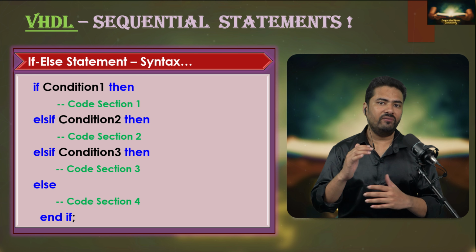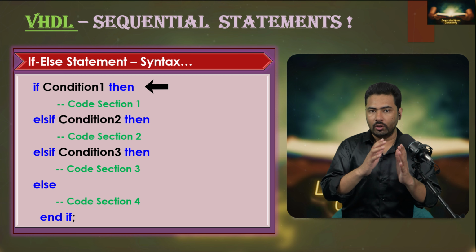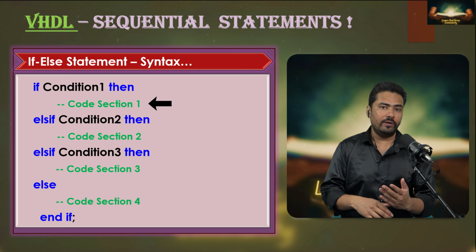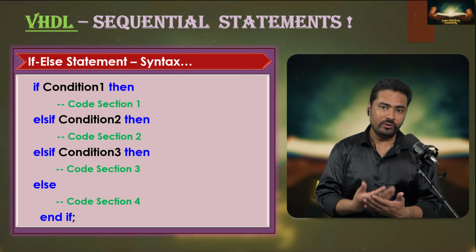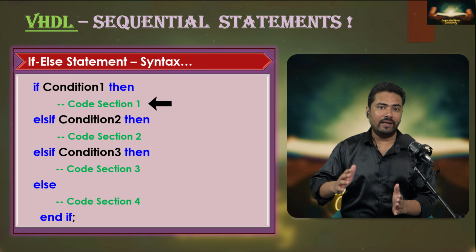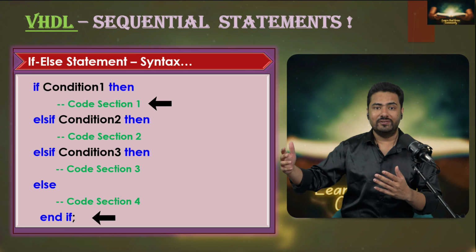This means that if the first condition is true, then the statements will only execute the code in code section 1. It does not matter if condition 2 is also true at the same time. It will execute the statements inside code section 1 and then exit from the if else block. It will not even check any other condition.